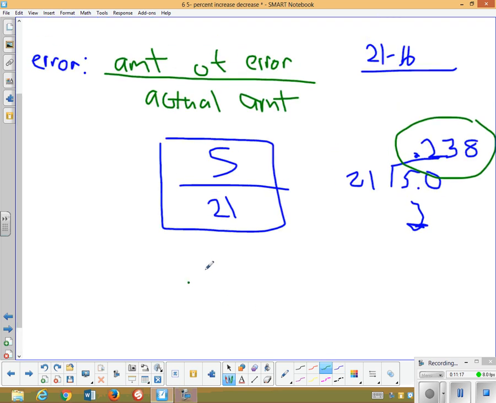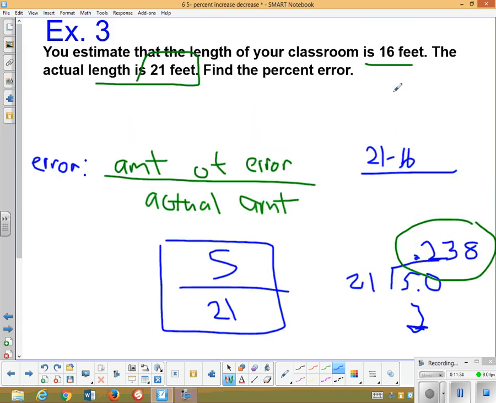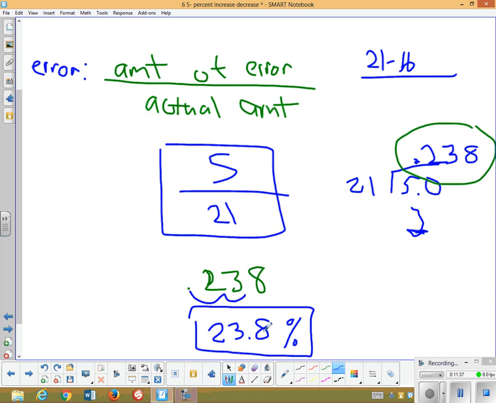So 0.238 will be a total of 23.8%. So our mistake, our percent error, was 23.8% of what we calculated. So we were wrong about 23% of the time, or not the time, but the 23.8%.